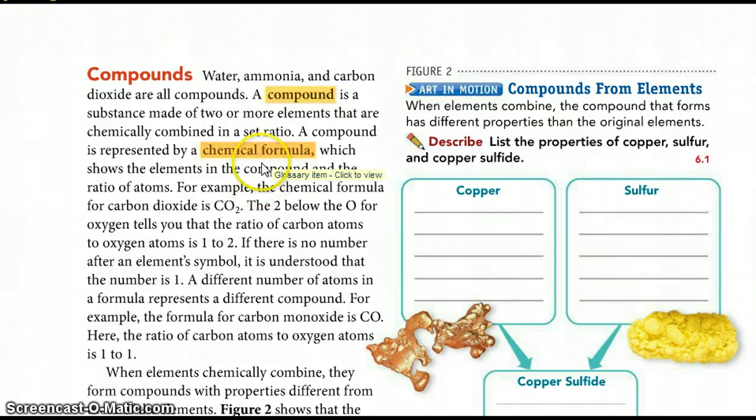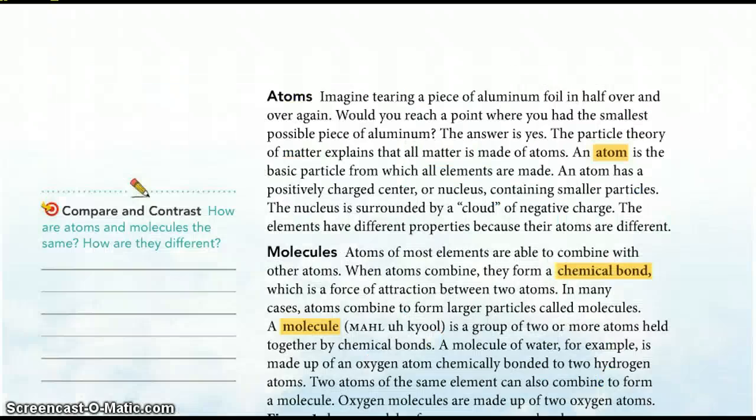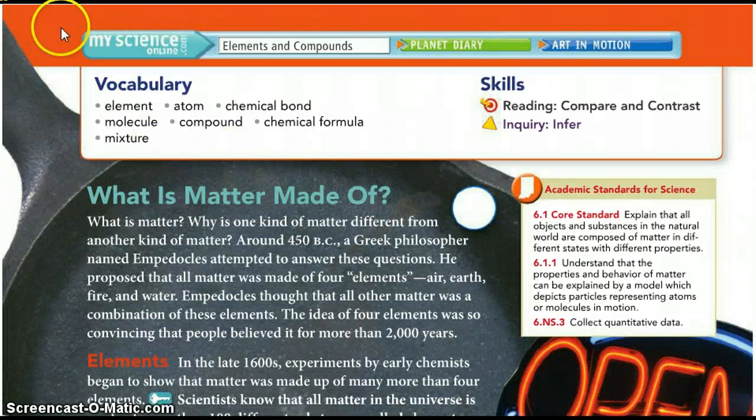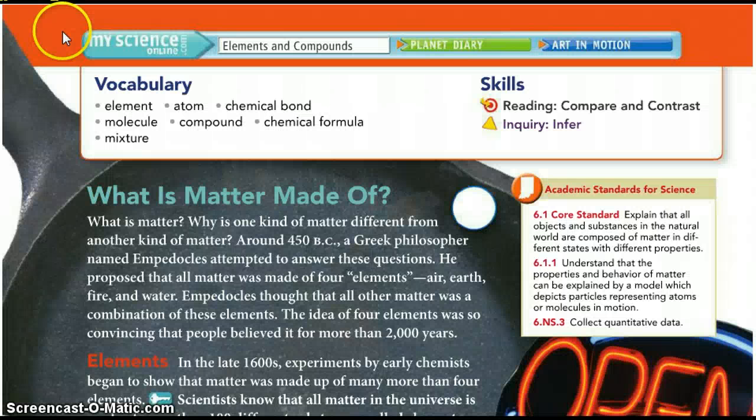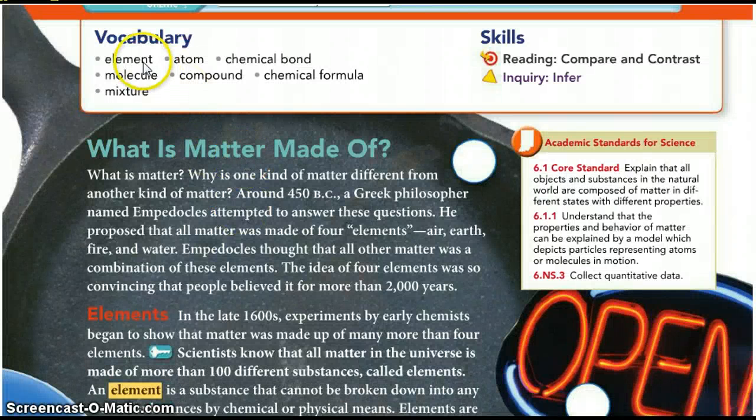So when we go back and we try to answer the question, what is matter made of? We know that matter is made up of elements, and even more simply, those elements are made of atoms, and we can make those into molecules and compounds, and we can write those molecules and compounds in chemical formulas.